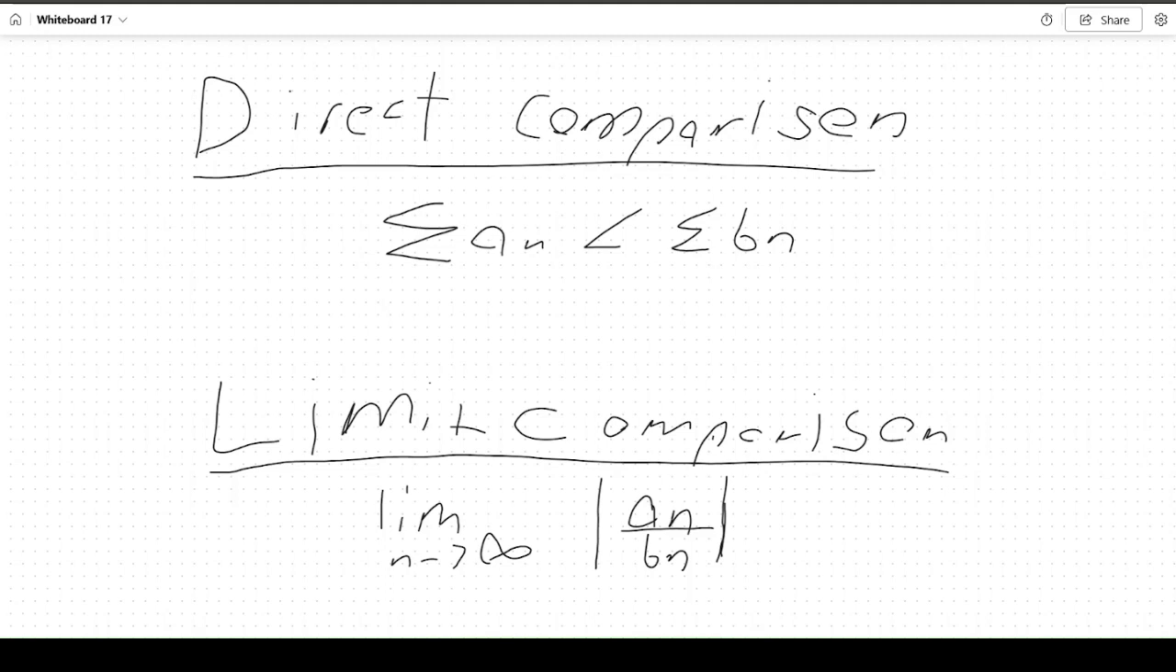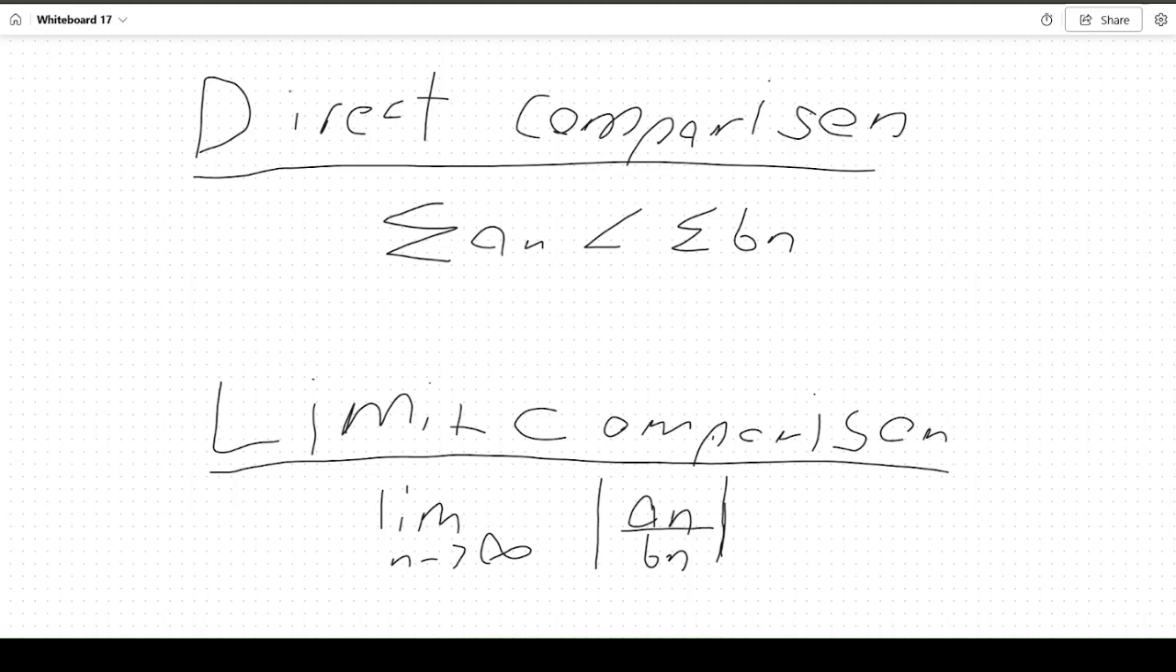Alright, so in this video, we will be talking about the comparison test. There are two comparison tests that you need to know. The first one is the direct comparison test, and the second one is the limit comparison test. As you can see here, we have our basic things that we need to know for the test, and I will explain it more in depth.